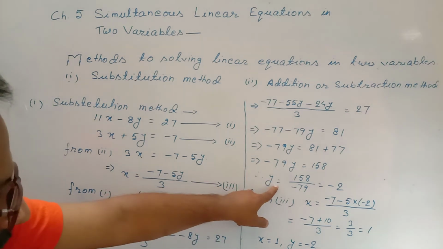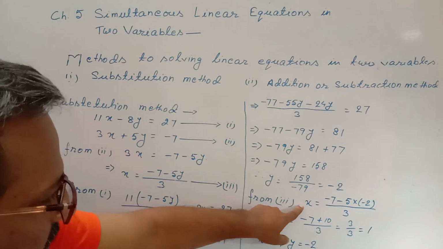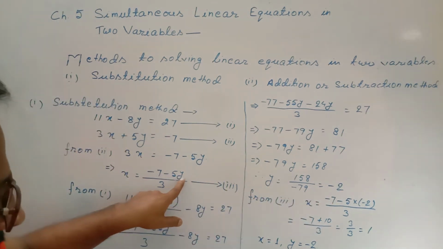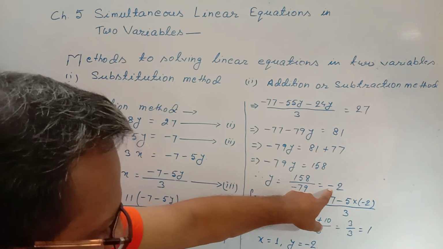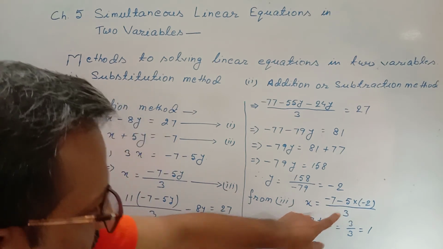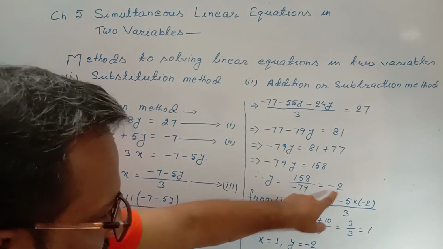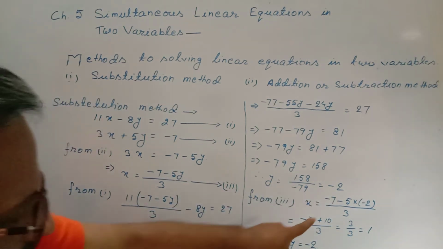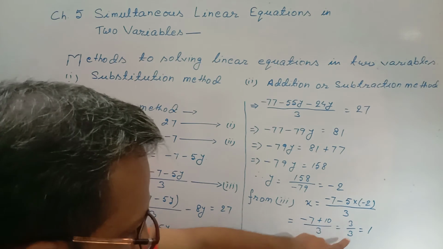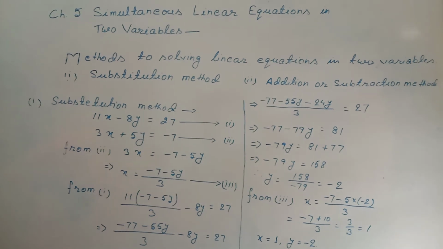Now we substitute this value of y in equation number 3 to get the value of x. So from 3, x equal to minus 7 minus 5 into minus 2. At the place of y, we substituted the value of y, that is minus 2. We get minus 7 minus 5 into minus 2 by 3. Now calculate it. Minus 7, minus minus plus, 5 into 2 is 10, by 3. This 10 minus 7, 3 by 3, that is equal to 1. In this way, we get the values of x and y, that is x equal to 1 and y equal to minus 2.